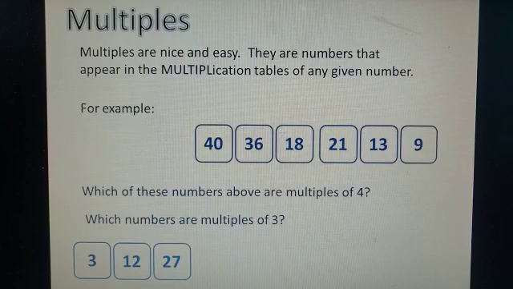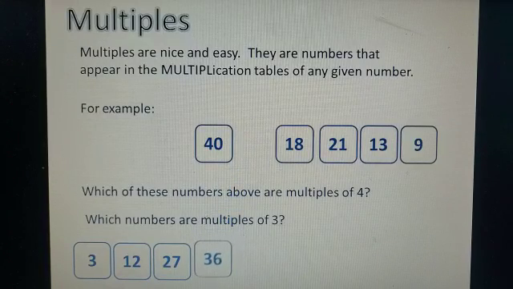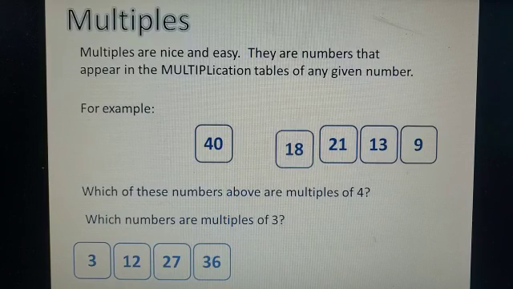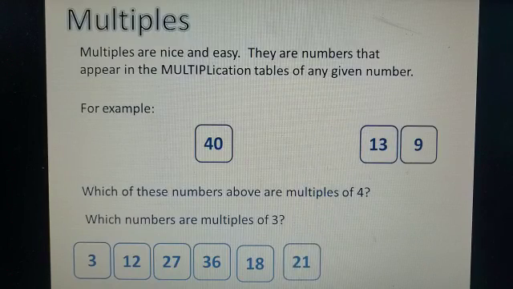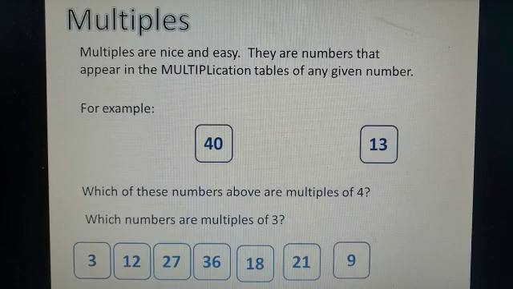4 add 0 is 4, not in our times table. 3 add 6 is 9, in our times table. 1 add 8, also 9. 2 add 1 is 3. 1 add 3 is 4, it's not in our times table, and 9 on the end. These are multiples of 3.